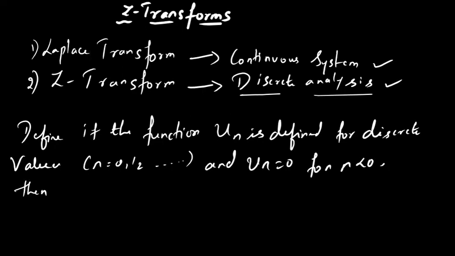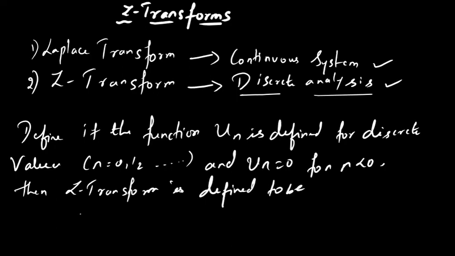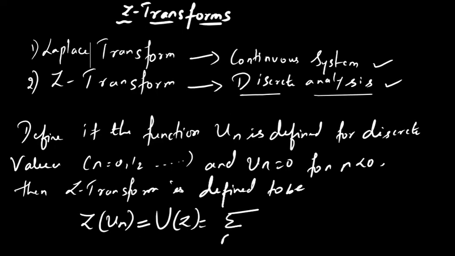Then the Z transform is defined to be: Z of u_n, where u_n is the discrete function, is equal to U(z). After the transformation, it is defined as, since it is discrete, the summation from n equal to 0 to infinity of u_n times z to the power minus n, whenever this infinite series converges.